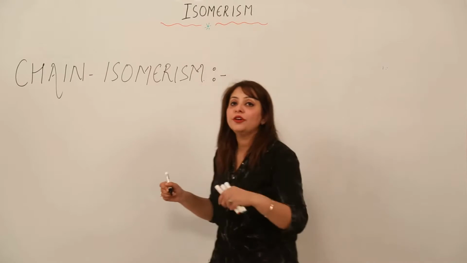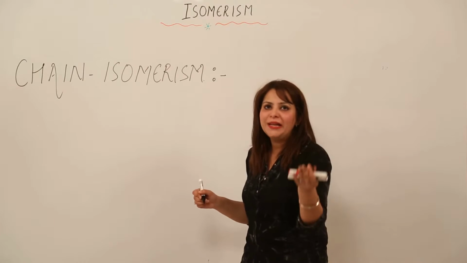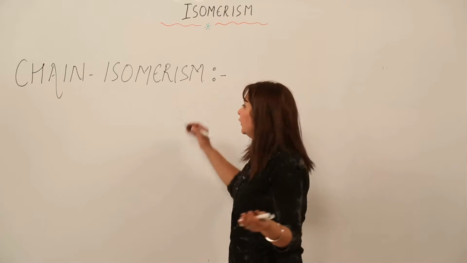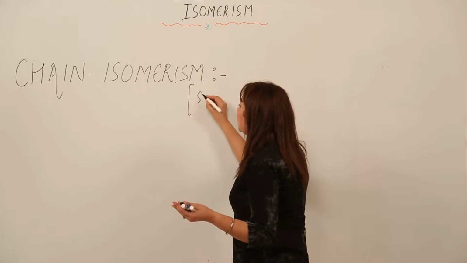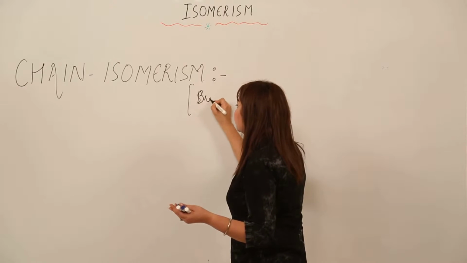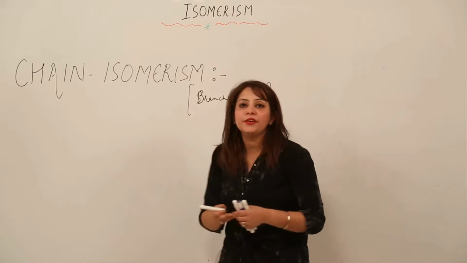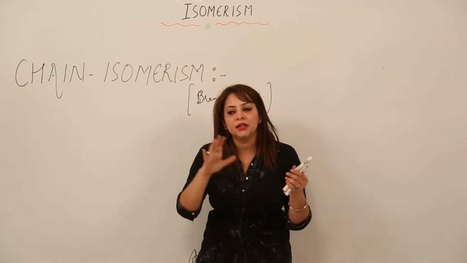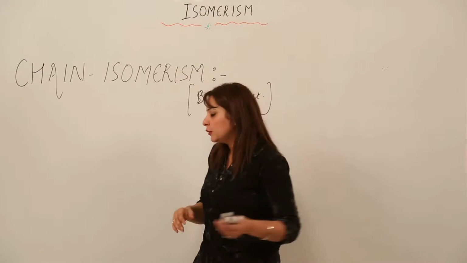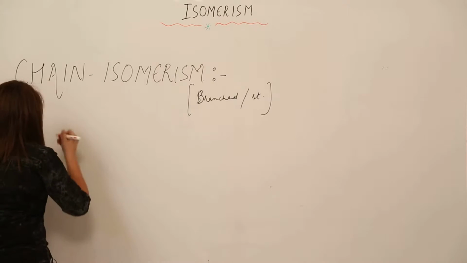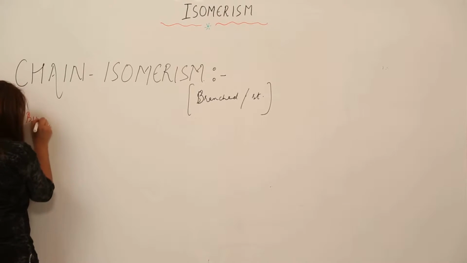Now, we know that we have mainly two kinds of nature of the carbon chain, that is the branched and straight. So they just differ in the nature of the carbon chain present in a molecule, right? So just look for example. For example, I have butane.